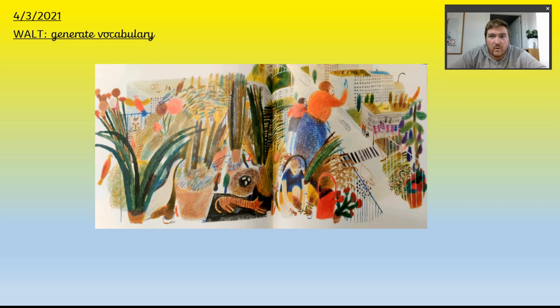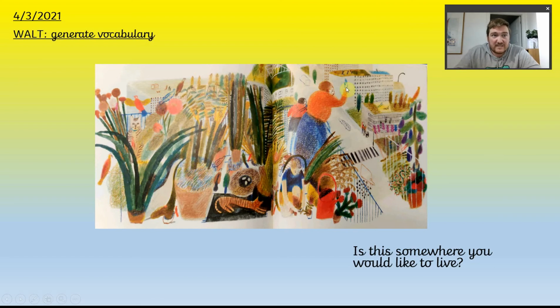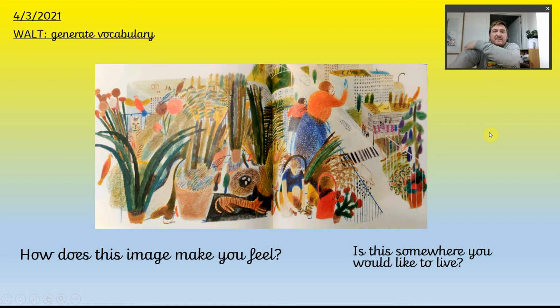Hi everyone, welcome to lesson 3 for our descriptive setting on the promise, or settings within the promise. Today's lesson is going to be very similar to Tuesday's lesson, and we're going to be generating vocabulary today to help us with our writing tomorrow when we actually write the descriptive setting. So if you want to grab yourself a pen or paper and jot down today's date and the Walt, and have a look at this image in front.